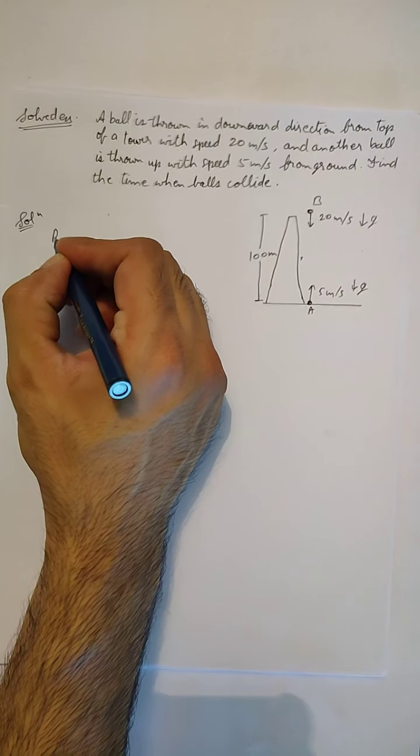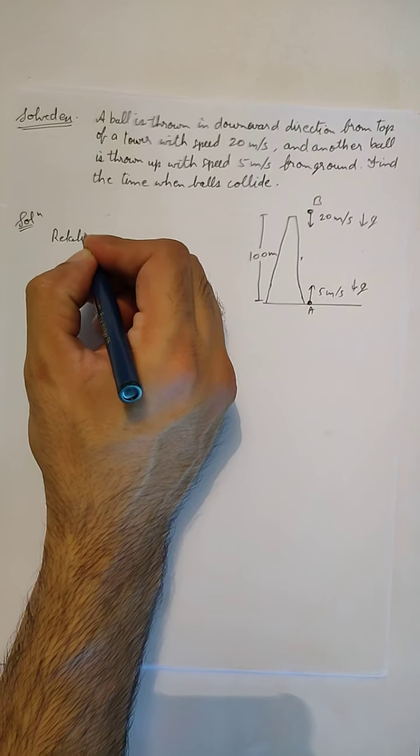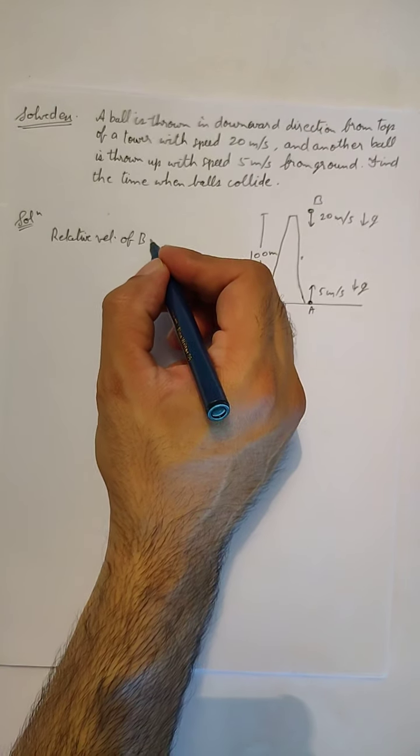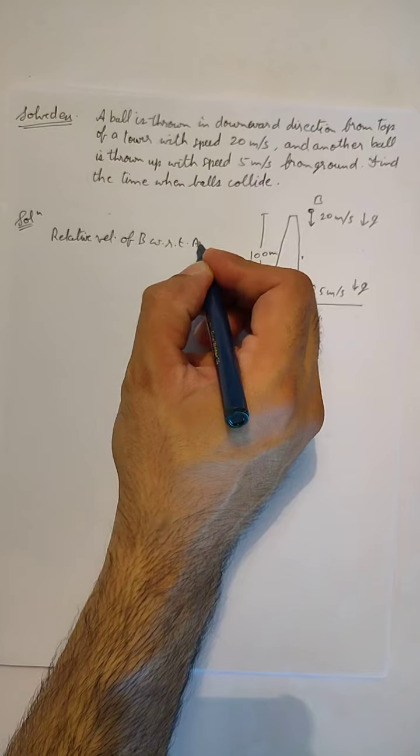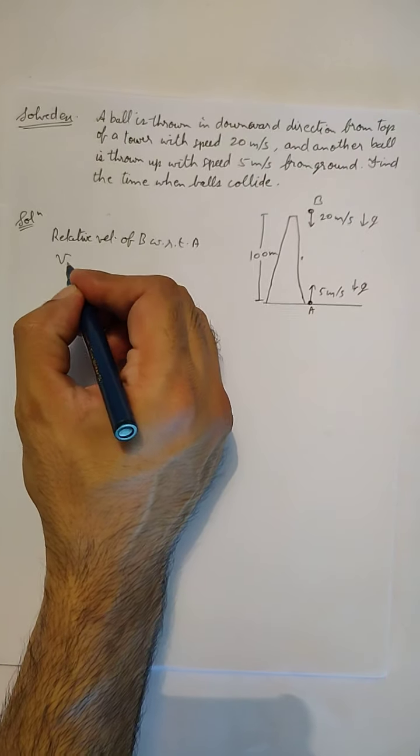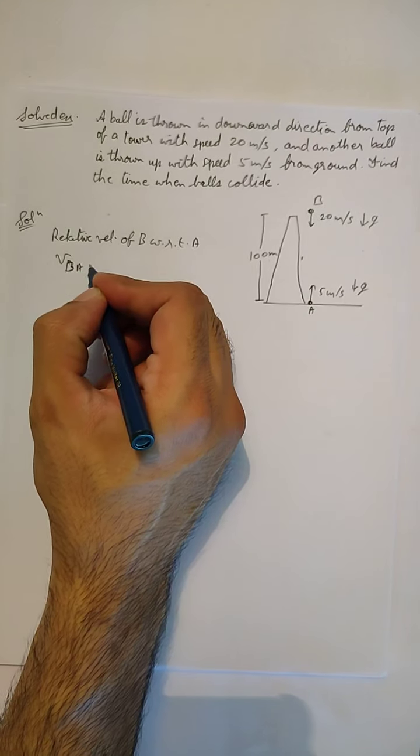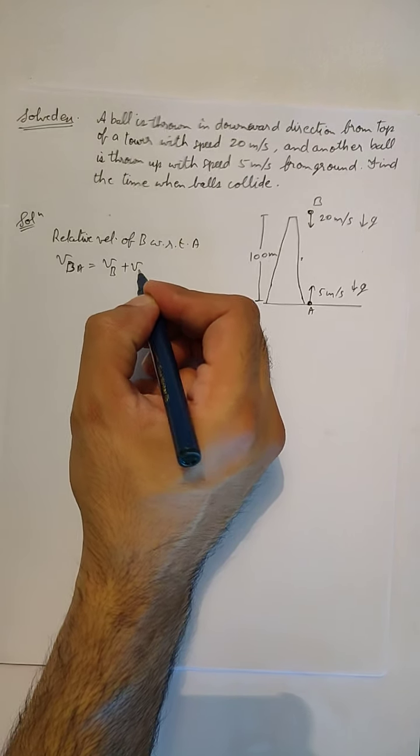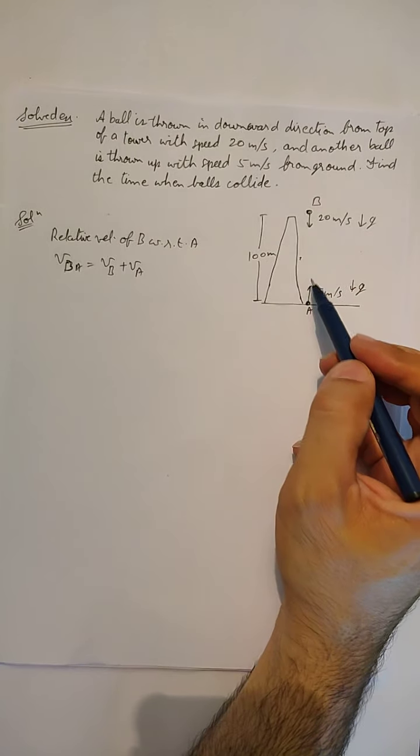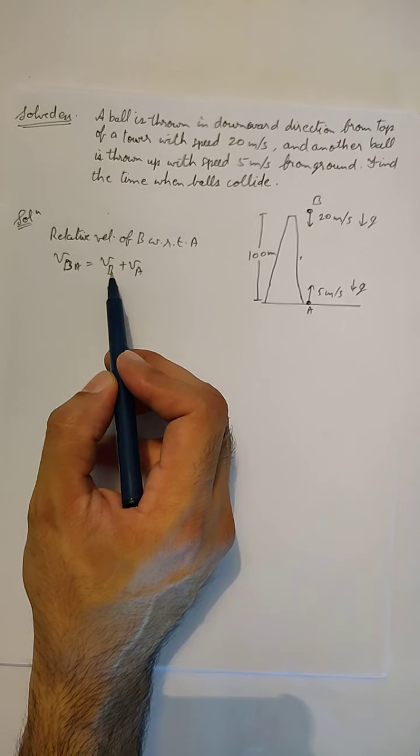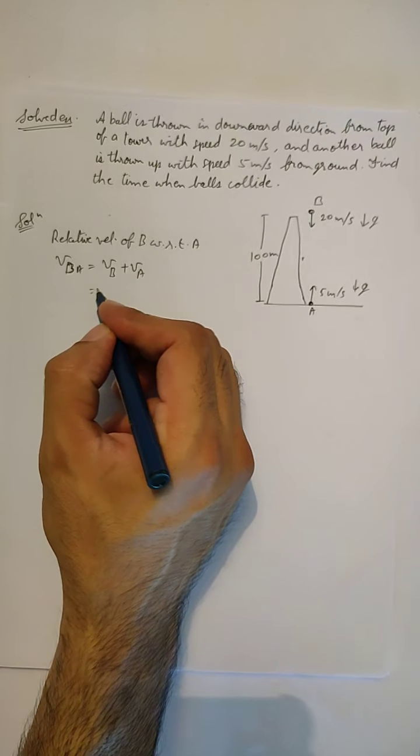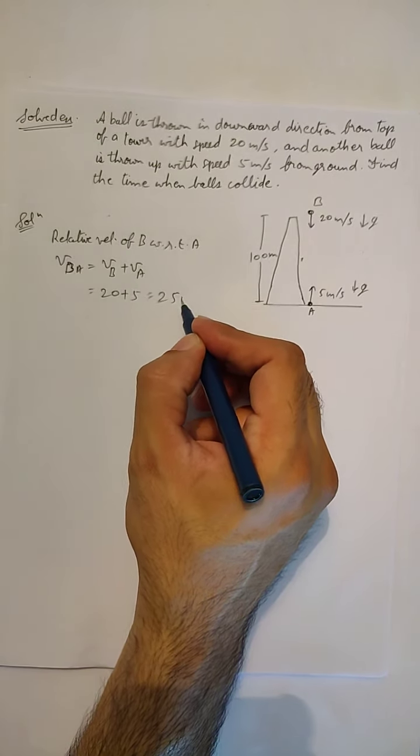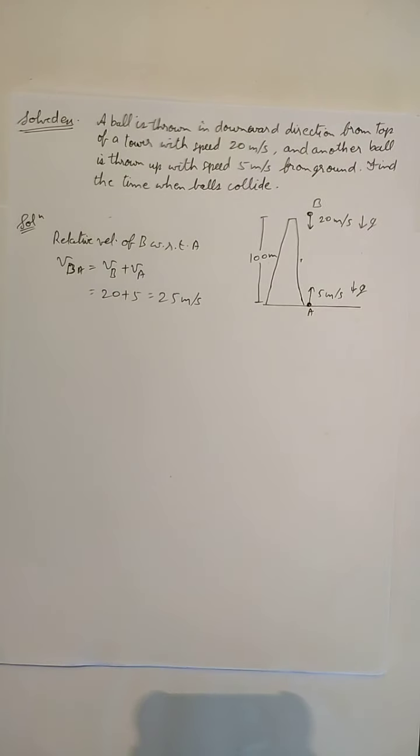So we can write the relative velocity of B with respect to A, that is VBA. We know the formula will be VB plus VA, because both of them are moving in opposite directions. So the relative velocity will be VB plus VA. So we can write 20 plus 5, which is equal to 25 meter per second. This will be the relative velocity.